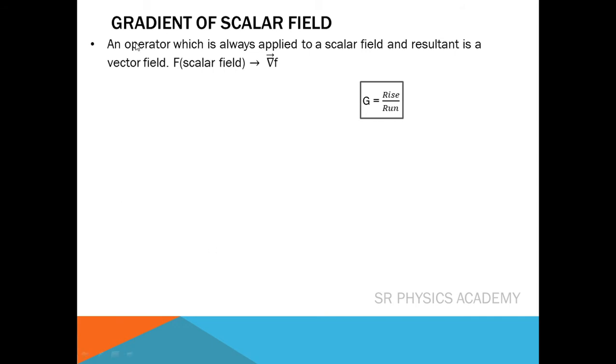So what is the gradient of? We know that the gradient is a vector quantity, and it is applied on a scalar quantity. In this case, the gradient is a differential operator by means of which we can associate the vector field with the scalar field. Del here means the vector, and this is the scalar quantity.